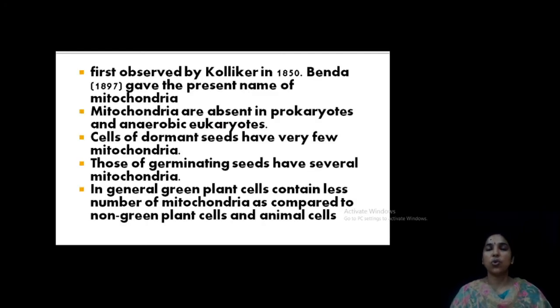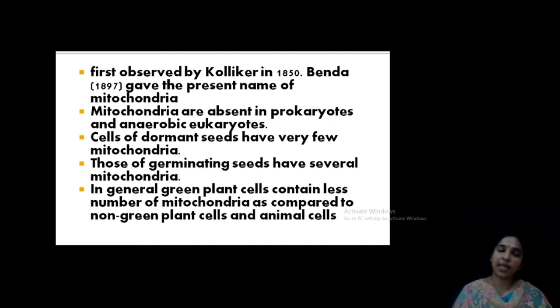So mitochondria is actually a small cell organelle that was first observed by Kolliker in 1815, and the name mitochondria was given by Benda in 1897. They are usually absent in prokaryotes and also in anaerobic eukaryotes, but present in plants and animals because both are eukaryotes. Clear?